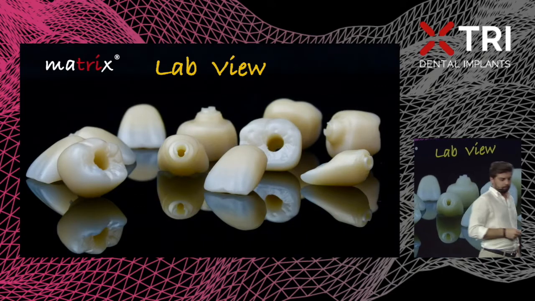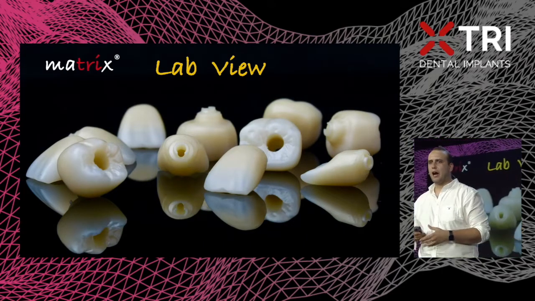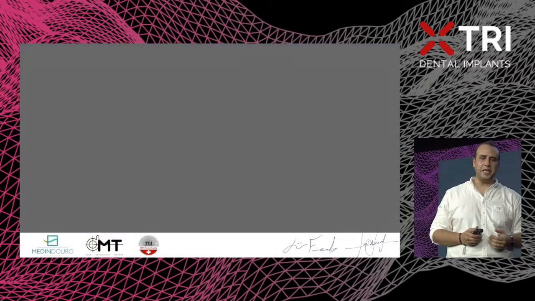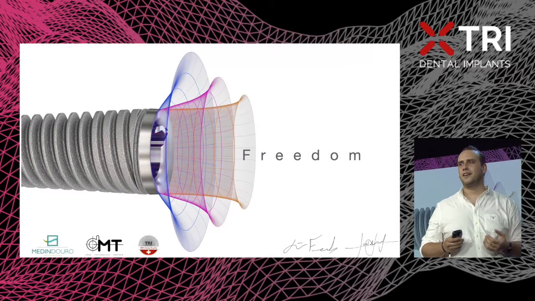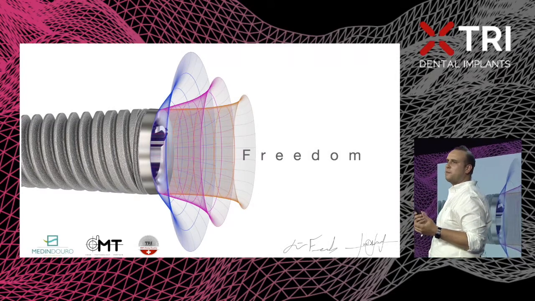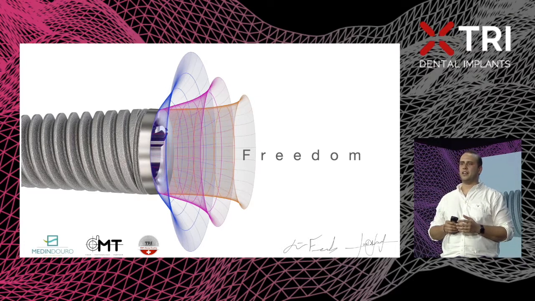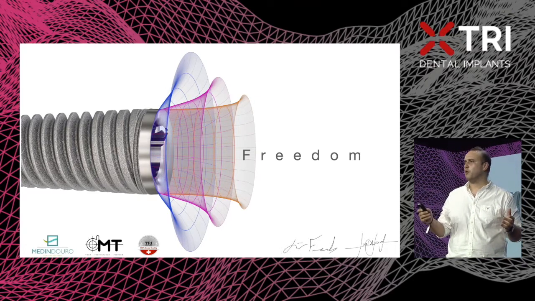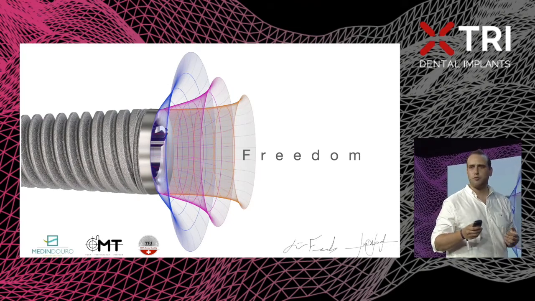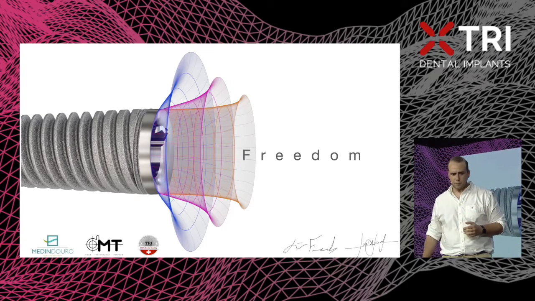And now we will talk a little bit about the lab view of the matrix, how to mill that connection, how to deal with that, okay? For me, the most important advantage of the matrix is the freedom of the emergence profiles, okay? We are completely free to design what we want, what we need. Sometimes, like Joel showed before, it's really complicated with the tissue levels, to achieve a really good result.